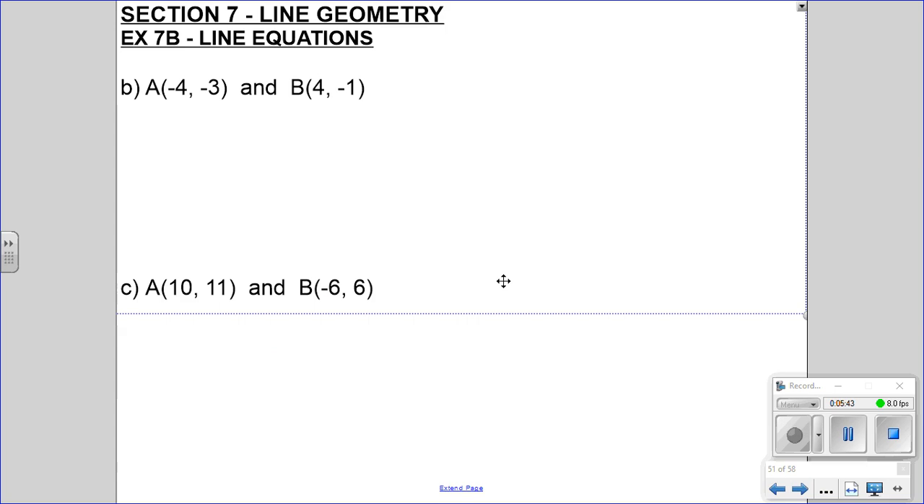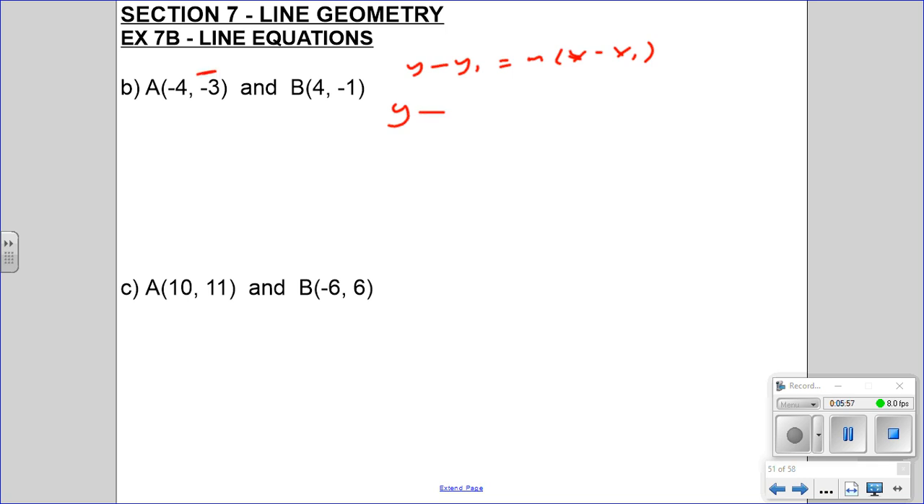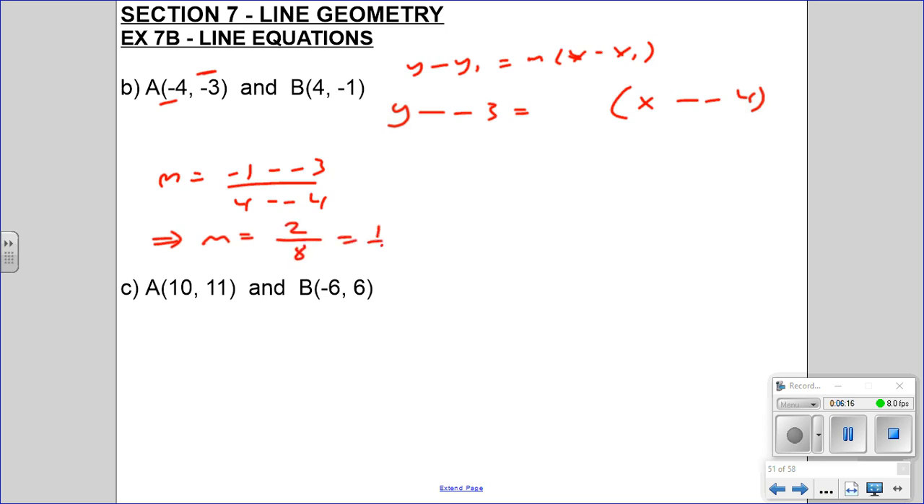But let's actually do the examples so you actually know how to do stuff, right? So we're going to write the formula, y minus y1 equals m(x minus x1). And straight away, without even doing any work, I know that y1 is minus 3, and I know that x1 is minus 4. So we've done that bit already. Now we just need to find the gradient. So m is (y2 take y1) over (x2 take x1).